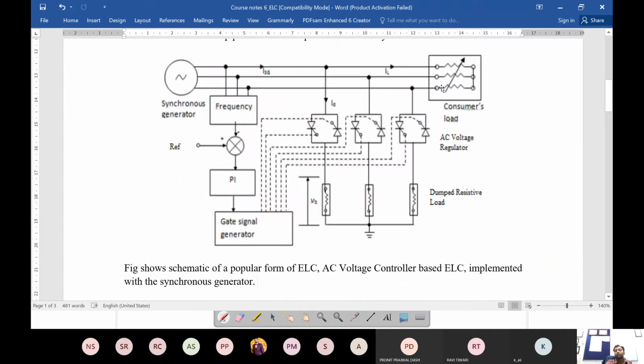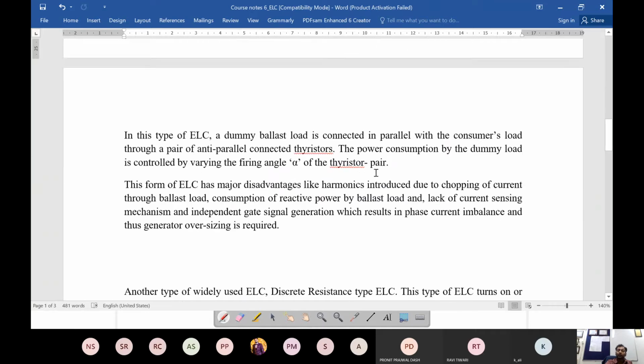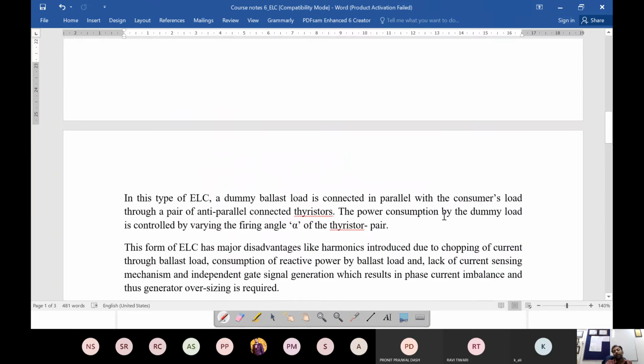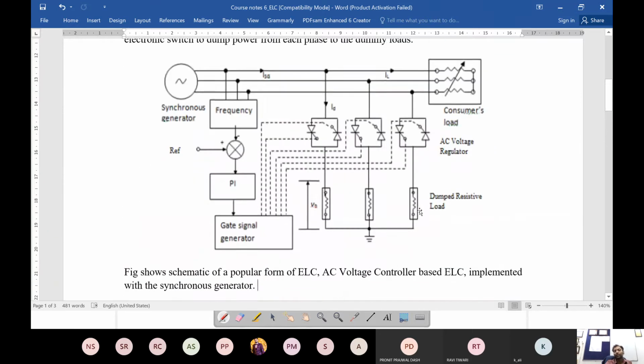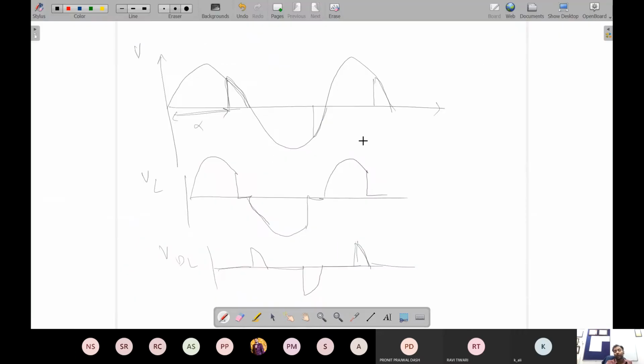There is a possibility, because these loads will be distributed across some residential area or some particular villages. So if there is an imbalance, that means some phase is having a higher load and another phase is having a lower load. That thing is not accounted for. The firing angle is set the same for all three phases. So if there is an imbalanced system, that current imbalance is not addressed here. So these are some of the major disadvantages. Harmonics is a major disadvantage in this case, because you are introducing a lot of harmonics in the supply by this type of distorted waveform.